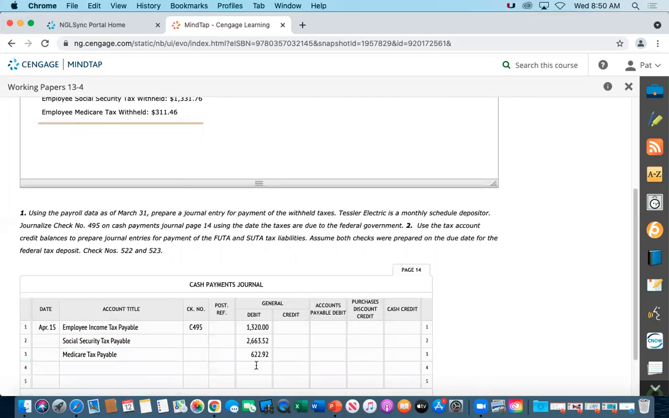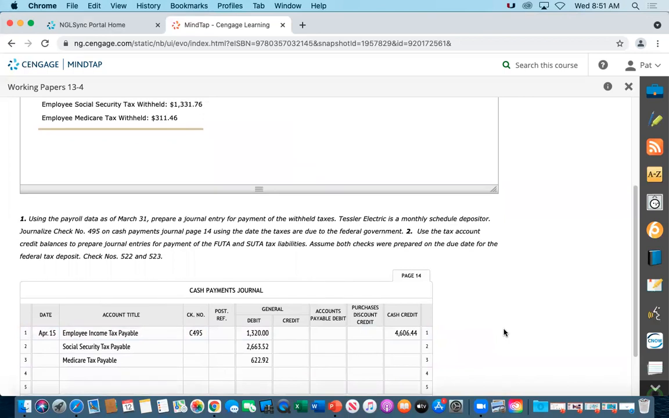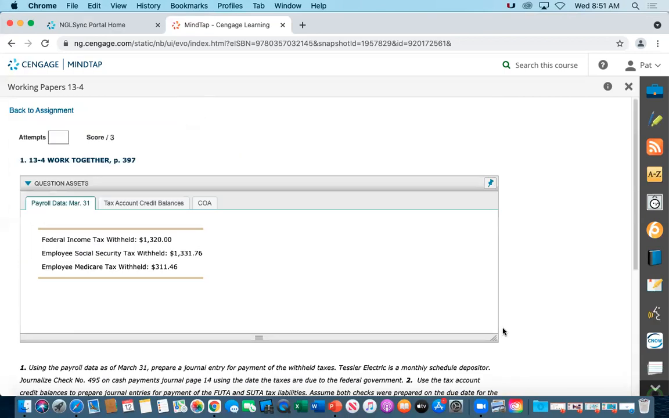Add our debits up, since we're paying these payables off. We're paying these bills off, right? Whenever you pay a bill off, it's a debit to the payable, and you credit cash for 4,606.44. Do you understand why you're multiplying by 2 on these? Because it says employee and you need to do both.